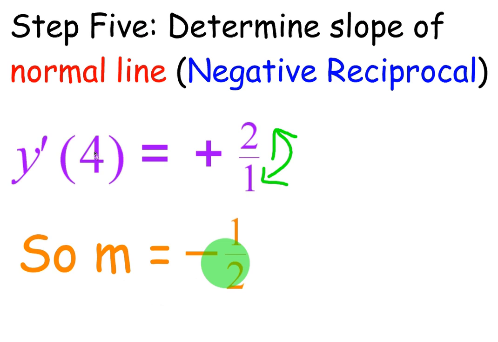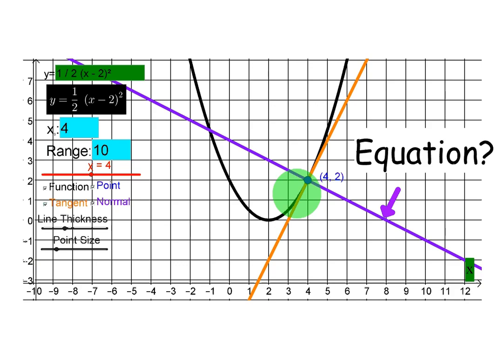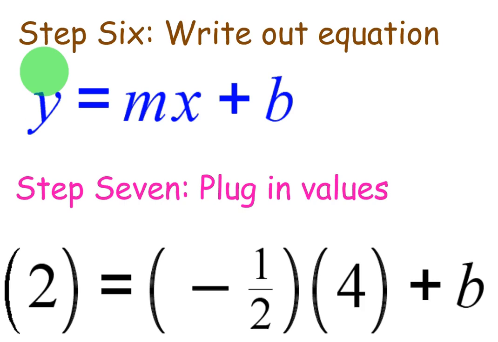I got the colors there wrong. This should be orange and the other one should be purple. I want to be consistent. In the diagram the normal line is purple and the tangent line is orange. So my tangent line has a slope of 2 over 1, so my normal line has the slope of negative 1/2. This line has a slope of down 1 over 2. This line has a slope of up 2 over 1. Okay, good.